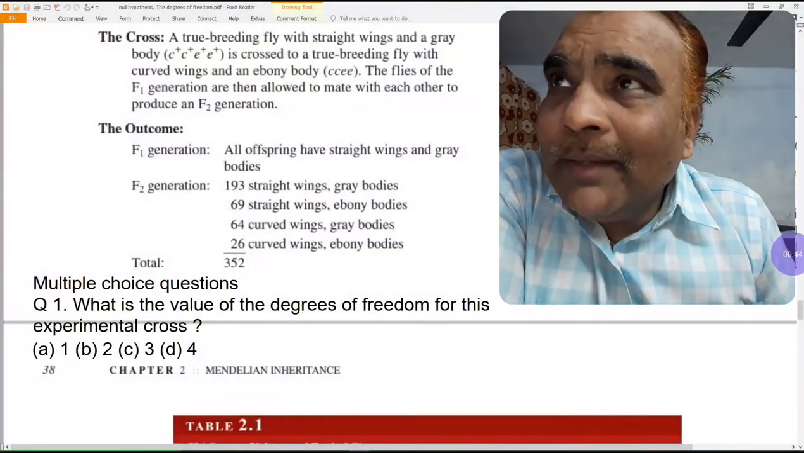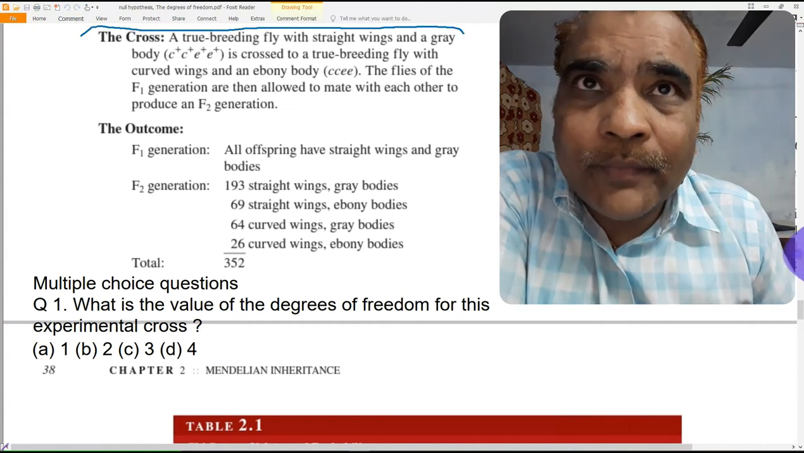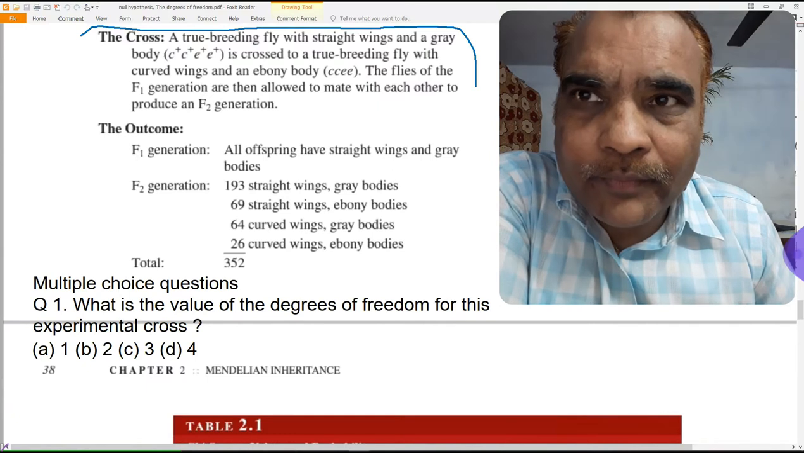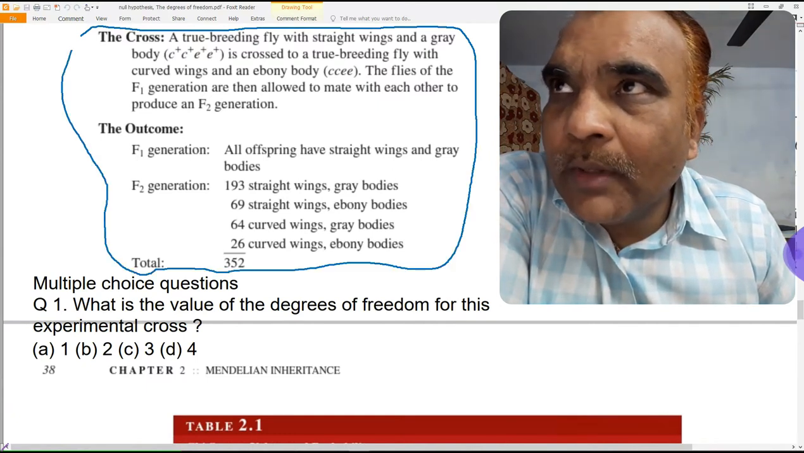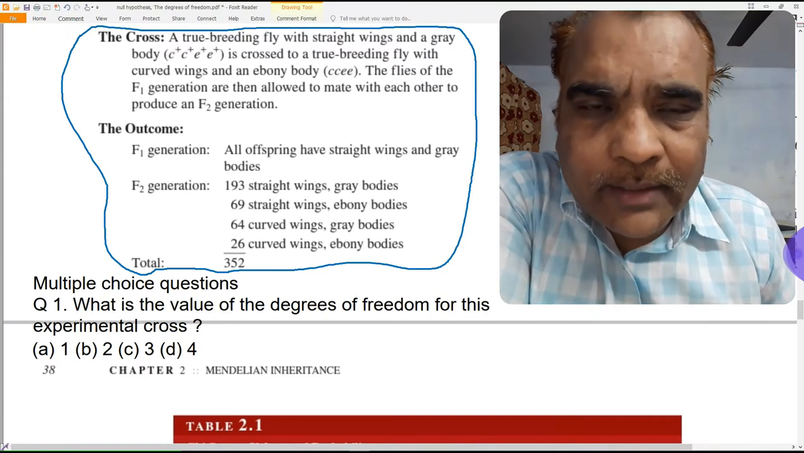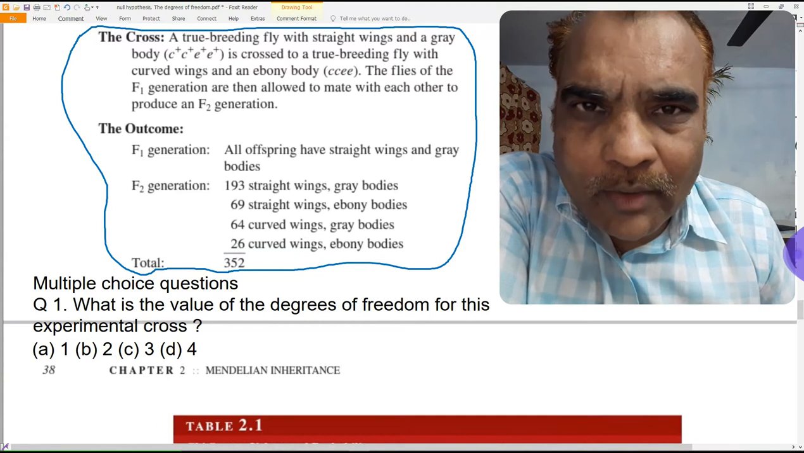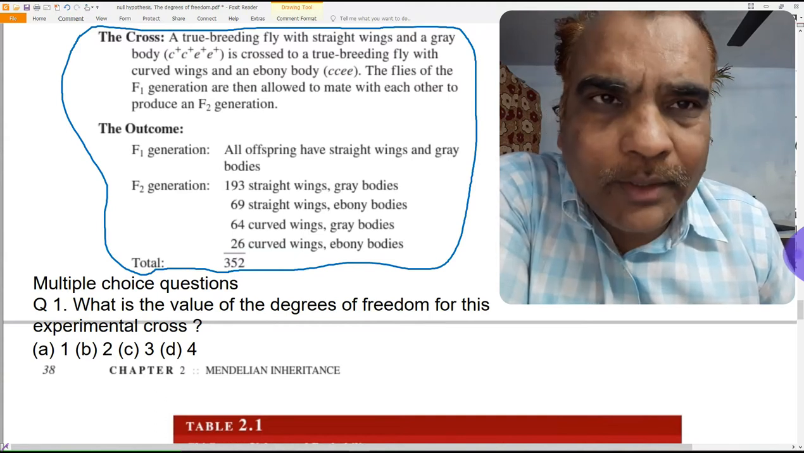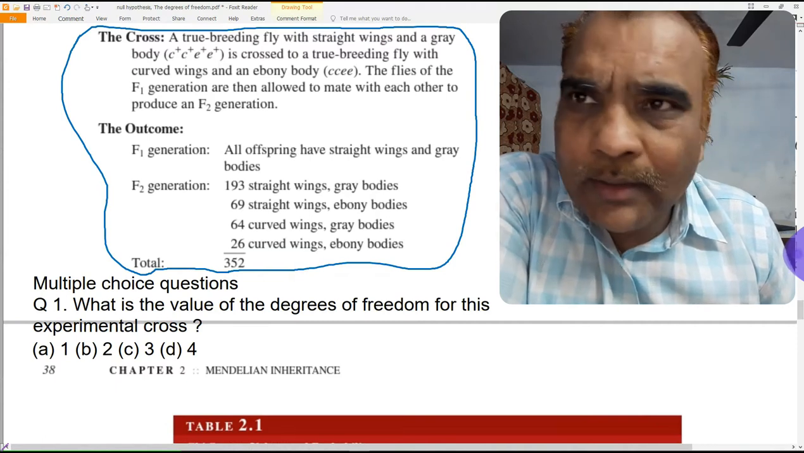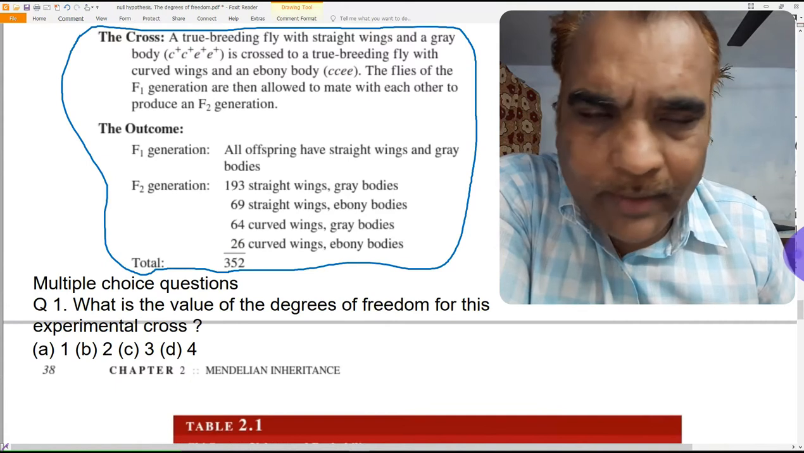Now on your screen, this is the problem which is given to you. All the information regarding the cross is provided to you: F1 generation, F2 generation, and the total offspring of F2. The number 352 is provided to you.